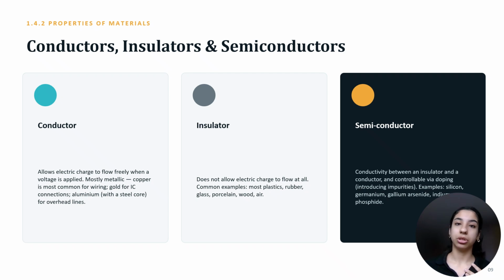Now, a semiconductor, as you can see from the name, semi, is between an insulator and a conductor. We can control a semiconductor to be a conductor or an insulator as we want via something called doping. In later videos, we are going to dive deeper into doping. Examples are silicon and germanium, but most of the time you're going to hear semiconductor meaning silicon.